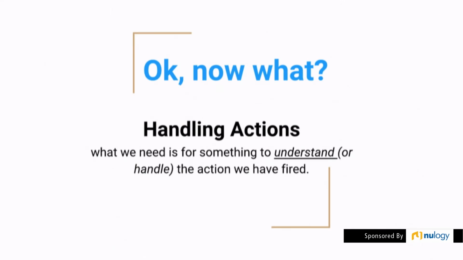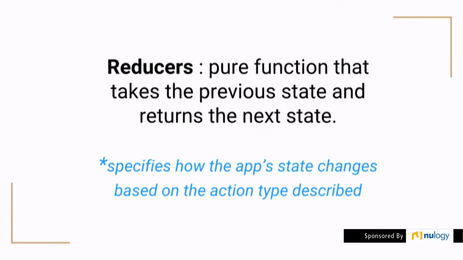Great. So what's next? We have this action. How do we handle it? What we need is for something to understand or handle the action that we just fired. So enter reducers. And what's a reducer? A reducer is a pure function. It takes a previous state and returns the next state.